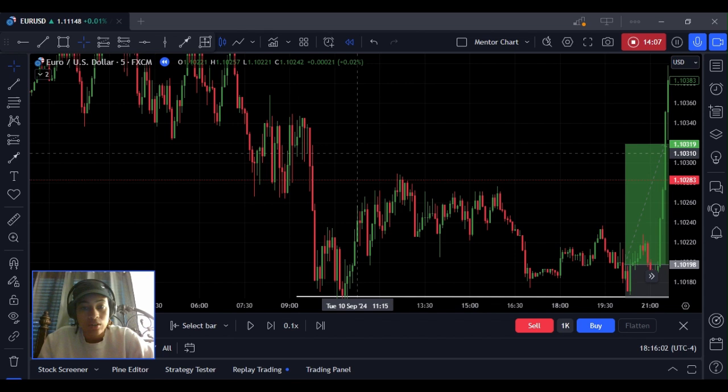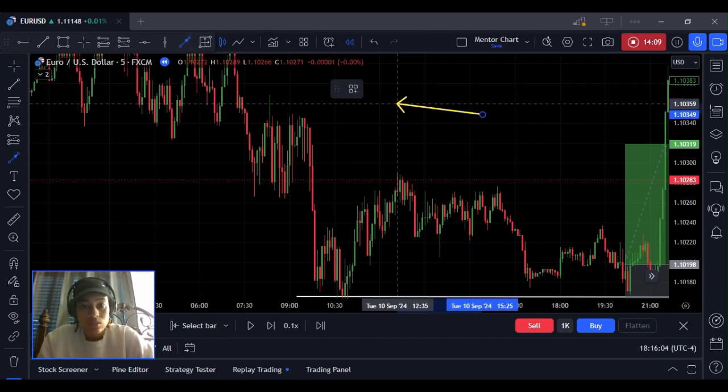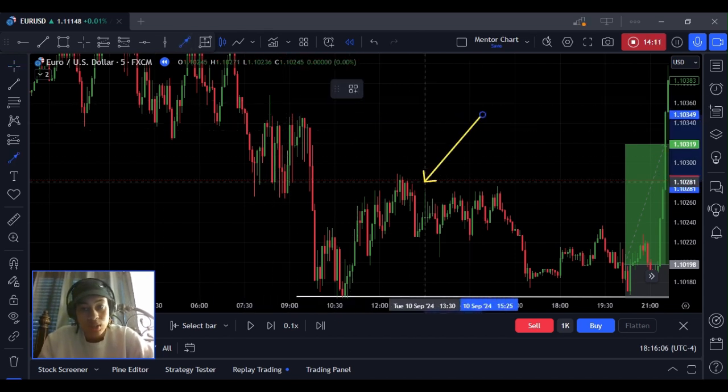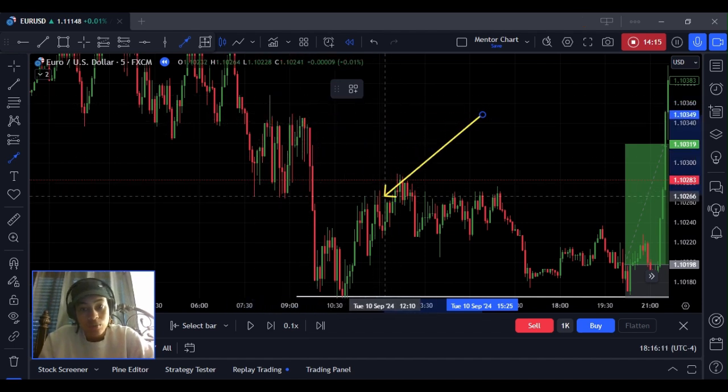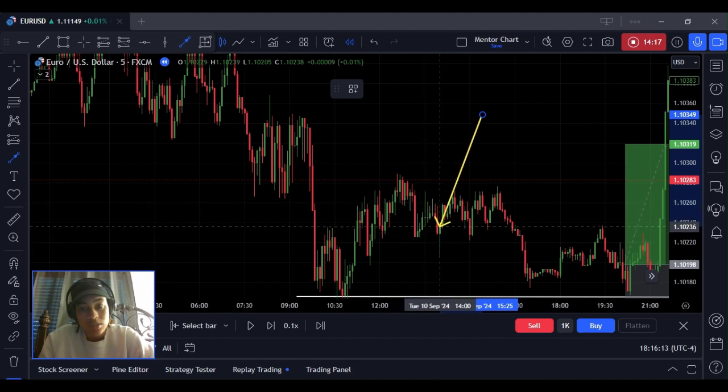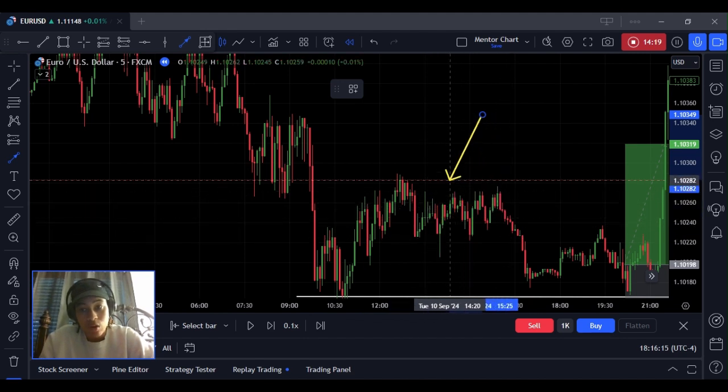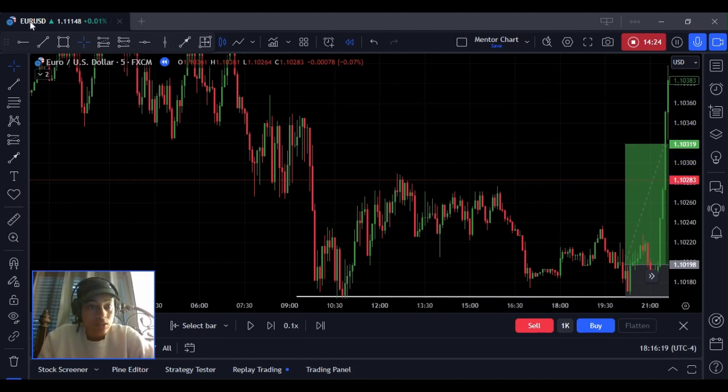Even right here. Look at this. Wicks, wicks, wicks. It don't want to go up. Look, it drops down. It don't want to go up. Drop, drop. This is not as big, but it's still dropping. All these wicks right here. Let me draw that one out because that's good.